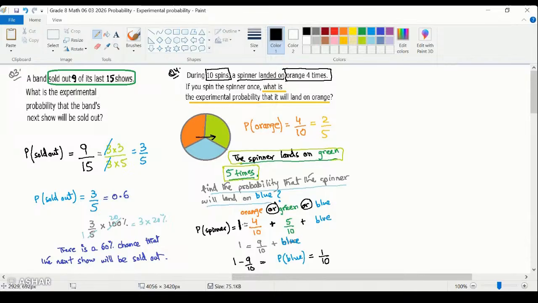Okay. So we need to remember that a probability of a complete event would be 1. So if we add all the probabilities together, the sum of the probabilities should be 1.